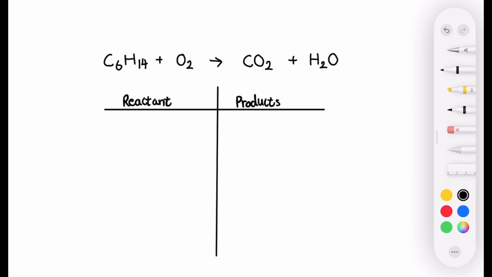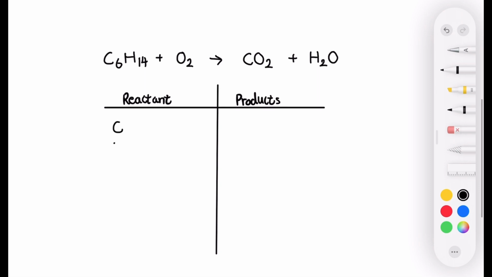Now we will be balancing a hexane combustion reaction. You can pause this video and try solving it on your own, or follow along to see how I balanced it. Again, we will start by creating a chart to count and record all the atoms on each side of the equation. At this point, your chart should look like this.